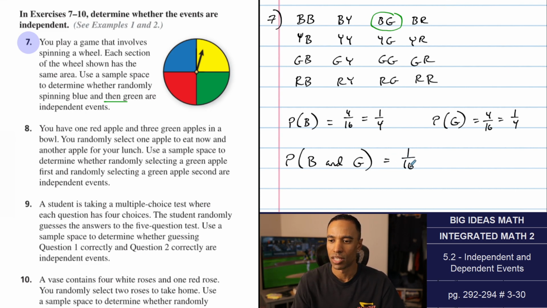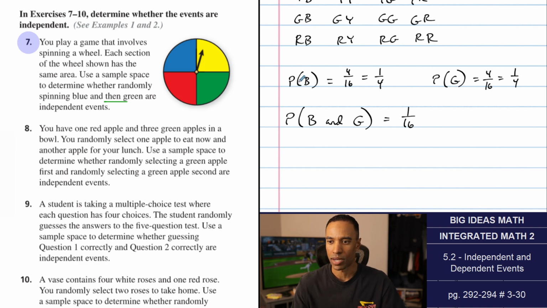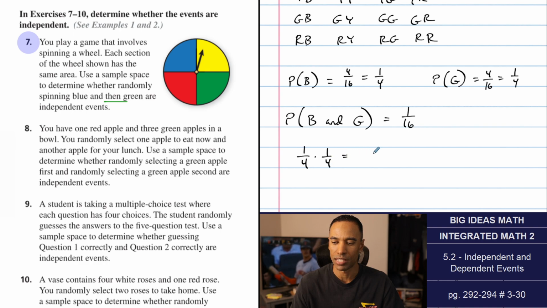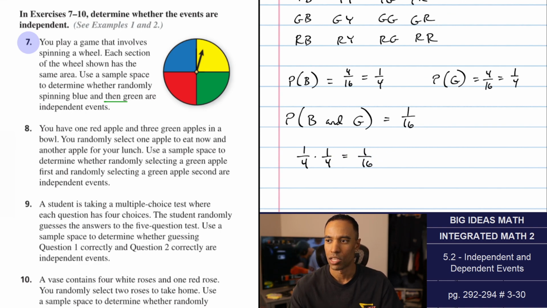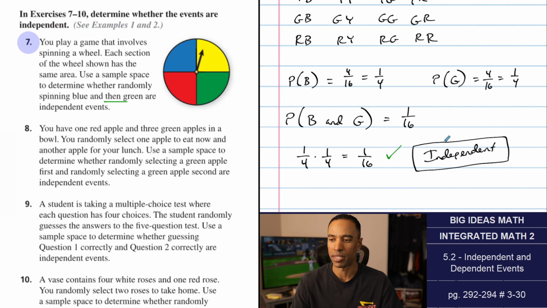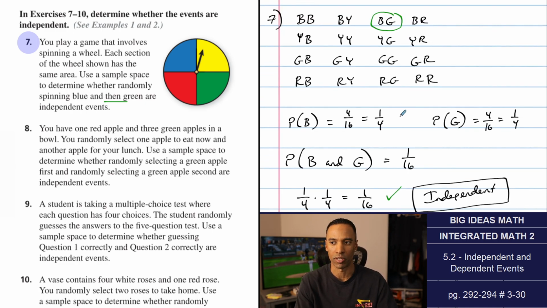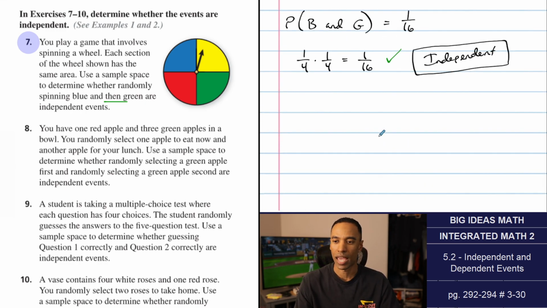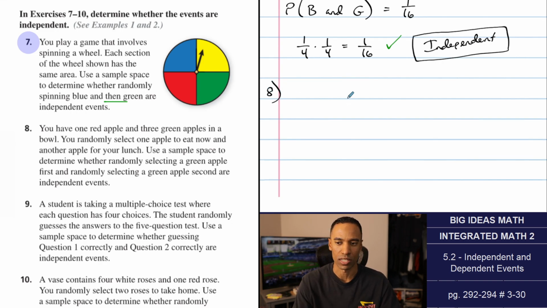The question is, is the probability of blue and green equal to the probability of blue times the probability of green? 1/4 times 1/4 indeed equals 1/16. So yes, because the probability of one times the other equals the probability of both, these are indeed independent. And that sample space helped us for this problem because they didn't tell us what the probabilities were from the jump. We can't assume the probability of blue and green to be 1/16, because otherwise we would then know it is independent. We have to actually fill out that sample space and see that.